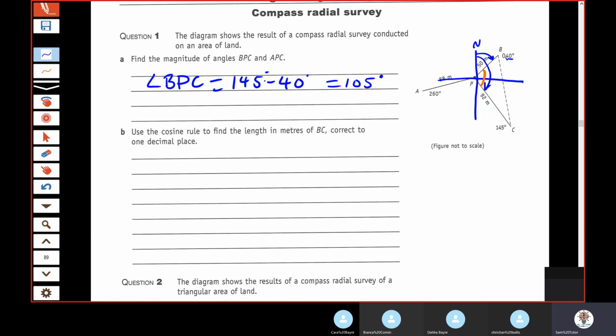Next one. Angle APC. How would you work out this angle in here? Angle APC.